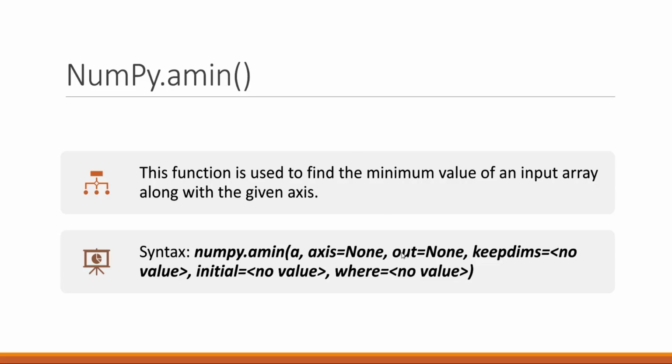The next parameter is out. This is an optional parameter and it specifies the output array where the result will be stored. The next parameter is keepdims. This is an optional parameter, and if the value is true, then the reduced axis is left in the result as a dimension with size 1. Now let us see an example of how to use the numpy.amin function with integer values as an argument.